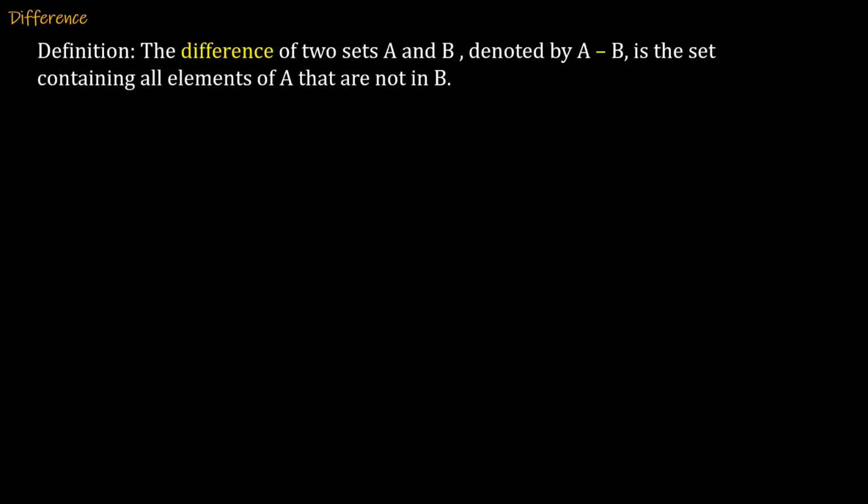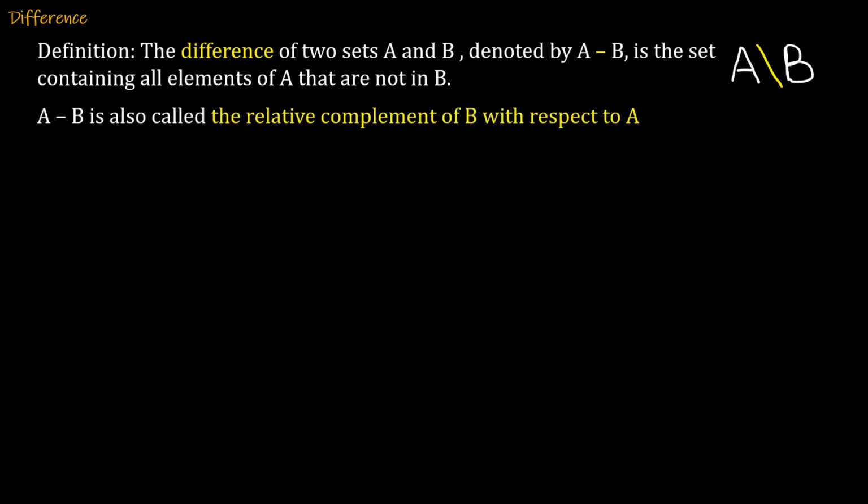Two sets could also be subtracted, which is the third operation we are going to learn. The difference of two sets A and B, denoted by A minus B, is the set containing all elements of A that are not in B. Or in other words, we obtain set A minus B by deleting common elements of A and B from A. The difference of two sets could also be written like this. A minus B is also called the relative complement of B with respect to A.